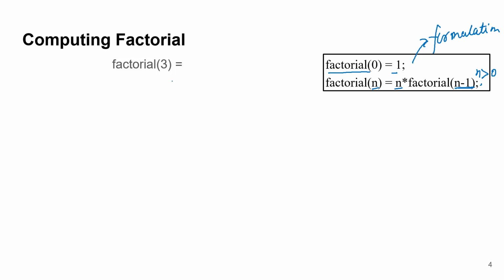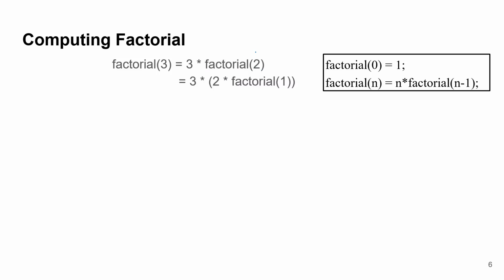Okay, so now let's compute factorial of 3. So we have to apply this formulation here. 3 is greater than 0, so this formulation will work. Factorial of 3 equals 3 times factorial of 2, right? So this is where we are doing the recursive call. For 3, we are saying 3 multiplied by factorial 2. How do we compute factorial 2?